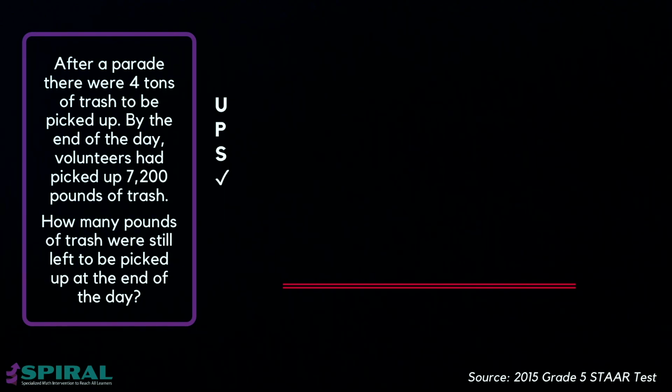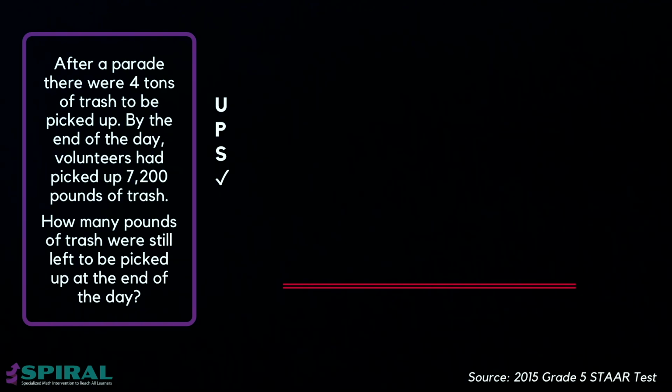So here we write UPS check on the side of our paper, and then we're going to understand by reading, and then we're going to underline the label or what the problem is talking about. It says, after a parade, there were 4 tons of trash to be picked up. By the end of the day, volunteers had picked up 7,200 pounds of trash. How many pounds of trash were still left to be picked up at the end of the day?